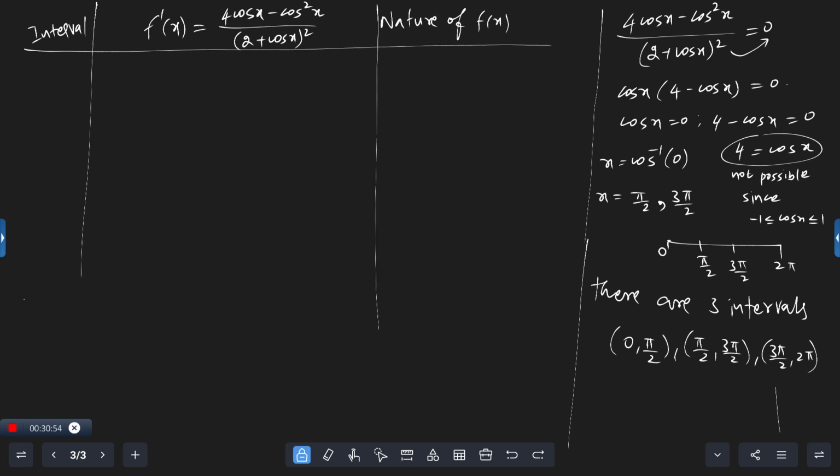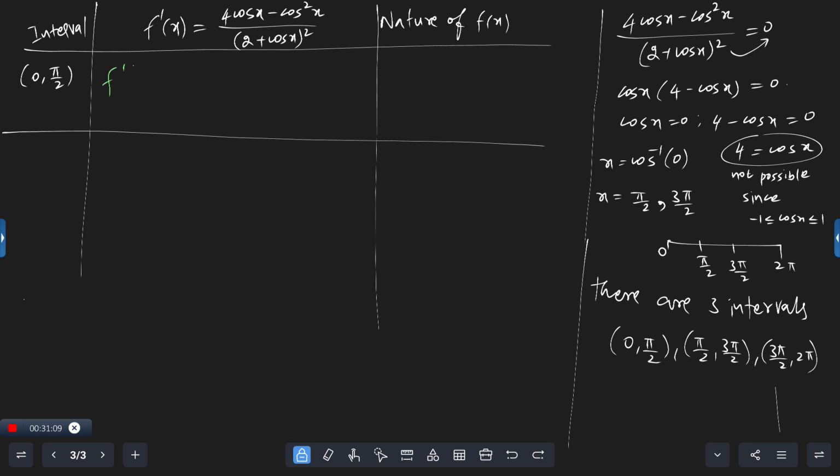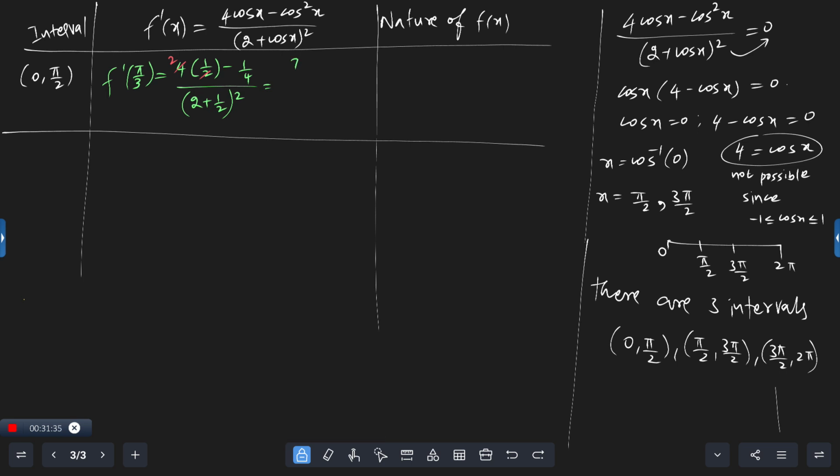Okay, first interval: 0 to pi by 2. Children, listen. What will we take in 0 to pi by 2? An easy number. Shall we take pi by 3? f of pi by 3, cos 60 I will take. So 4 times cos pi by 3, which is 1 by 2, minus 1 by 2 whole square, which is 1 by 4, divided by 2 plus 1 by 2 the whole square. The denominator is not an issue, only the numerator is the problem. When you cancel, 2 minus 1 by 4, now what will you get? 8 minus 1, 7 by 4.